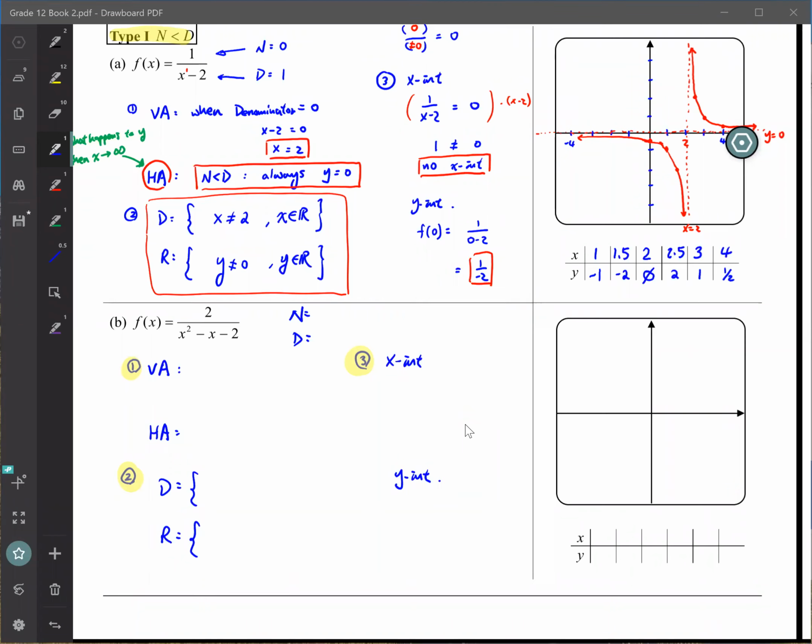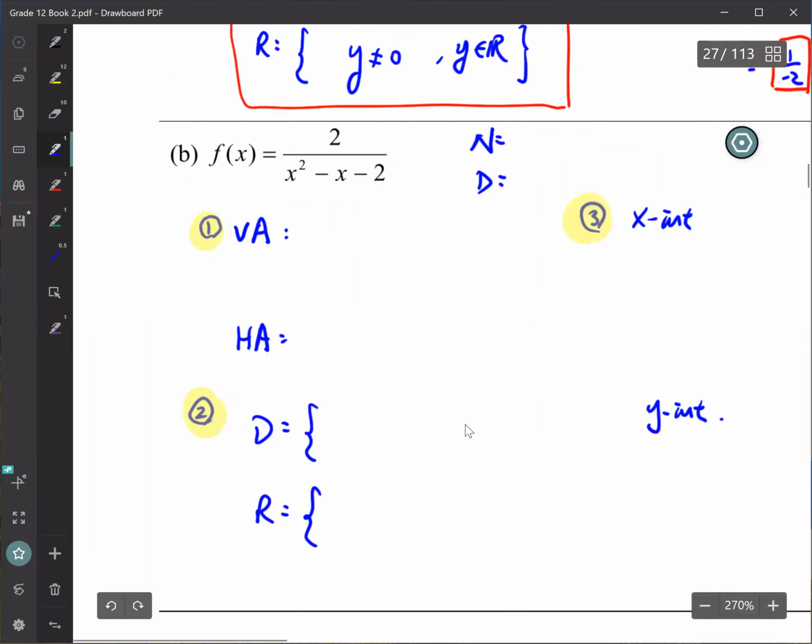Let's check the vertical asymptote first. Cindy, what's the vertical asymptote you have? X equal to 2 and -1. How about Eric? Do you have the same? Yeah, I have the same. Can you tell us how you did it? I factored it to x plus 1, x minus 2. Very good. X plus 1, x minus 2.